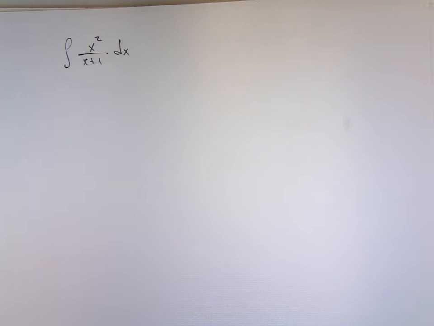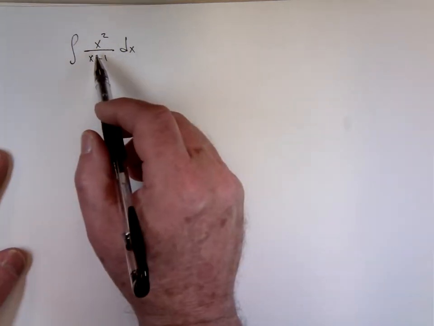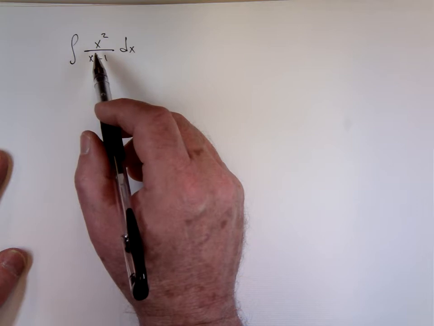I think this integral belongs in this chapter, but we did it before. So what do you have to do first? What's the first step? Is it a tangent? No. Divide. Thank you. That's exactly what you have to do. If the numerator has greater degree than the denominator, divide. Is everybody okay?